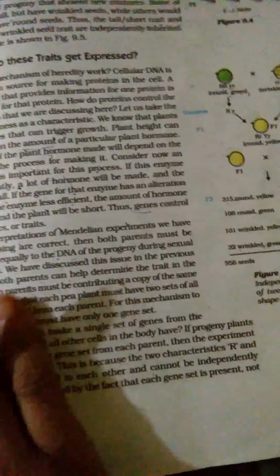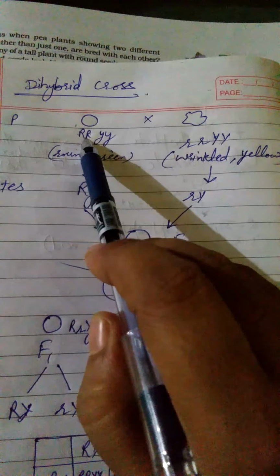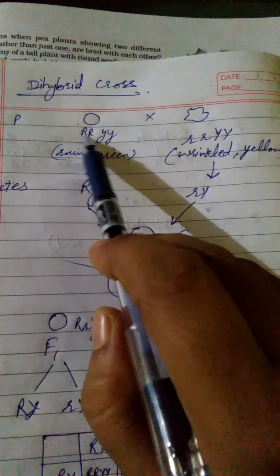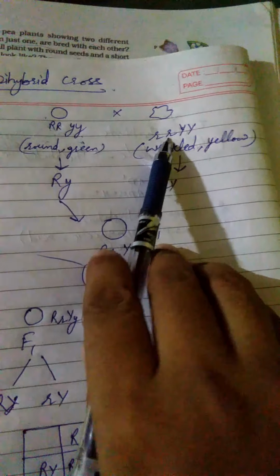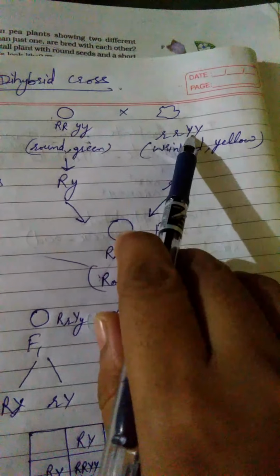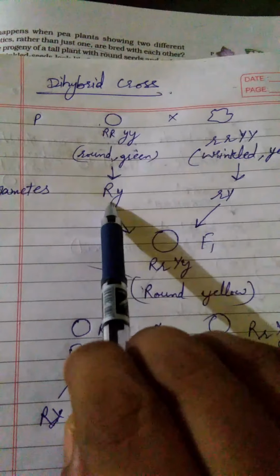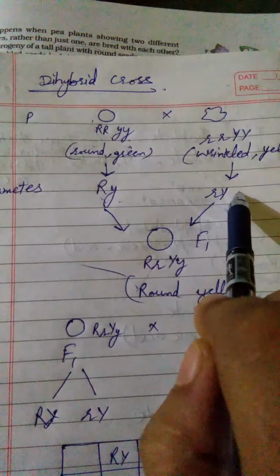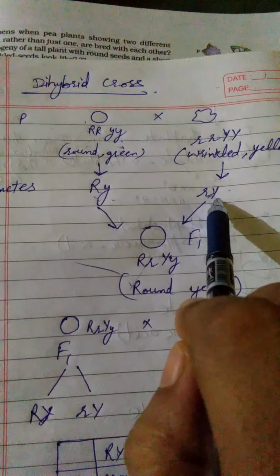In which we discuss dihybrid cross. Okay, now understand it by this. We take parents with round and green seeds. Round is represented by capital R and green color is shown by small y. Wrinkled yellow seeds: wrinkled is shown by small r and yellow is shown by capital Y. Their gametes are capital R small y, and small r capital Y.